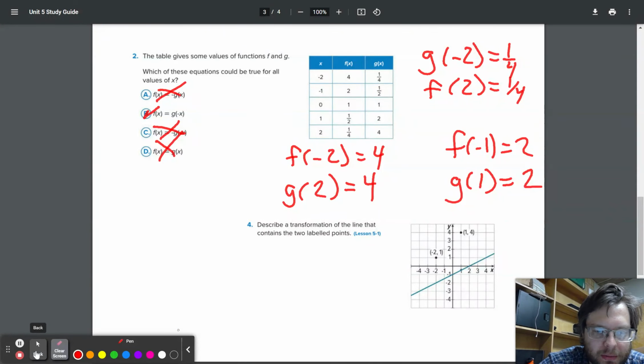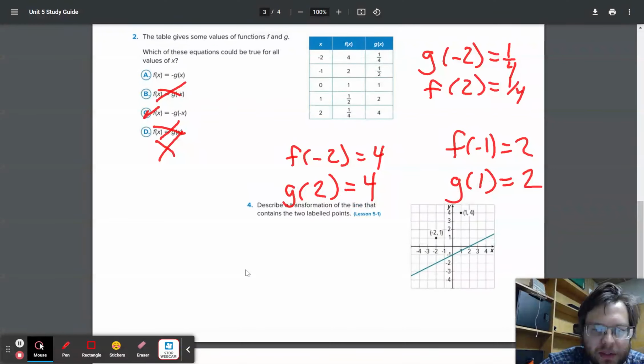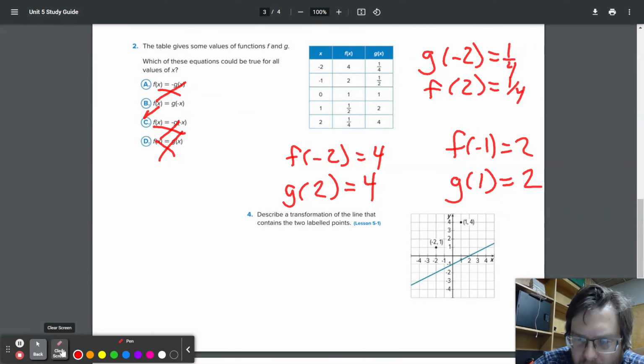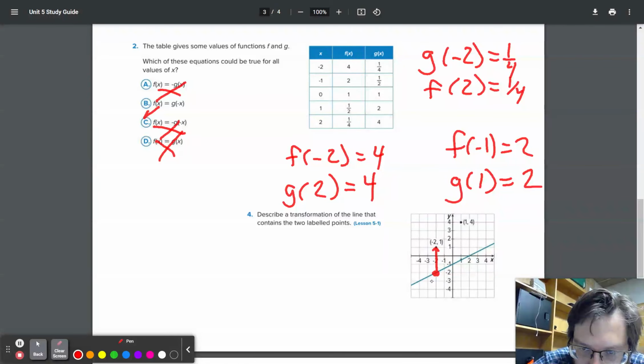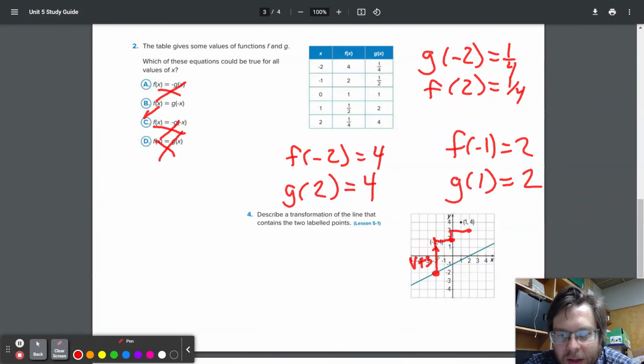Okay, now we're going to describe a transformation of the line that contains the two labeled points. So I think what we've got to do is move this line up, looks like 3 steps. So vertical plus 3. And then what was our slope? Our slope is going up 1 over 2. So if we did that, up 1 over 2, up 1 over 2, we would miss that other point right there. So then what we can do is stretch it out here. So instead of going up 1 and over 2, why don't we go up 1, 2, 3 and over 1, 2, 3?